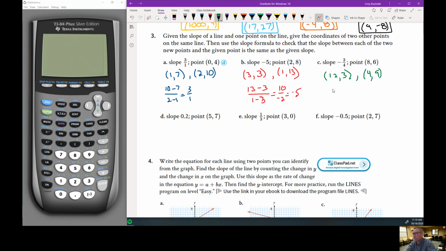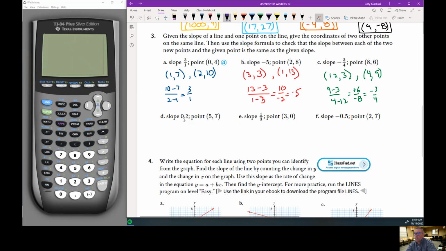So there's 2 points. Checking my math here. Change in y, I'll do 9 minus 3 over change in x, 4 minus 12. That gives me -6 over -8. Oh, I'm sorry, +6 over -8, which does simplify to 3/4.